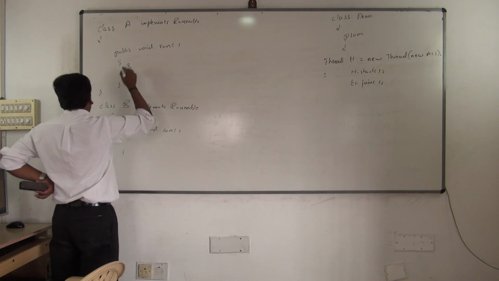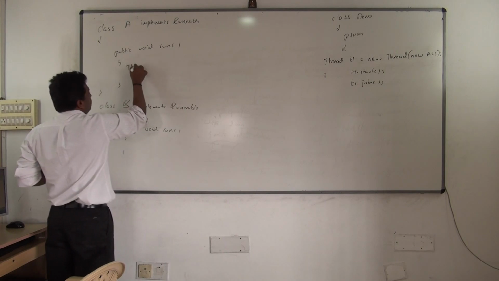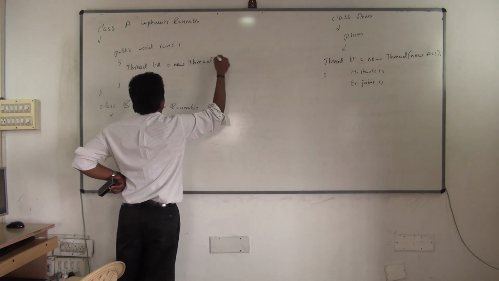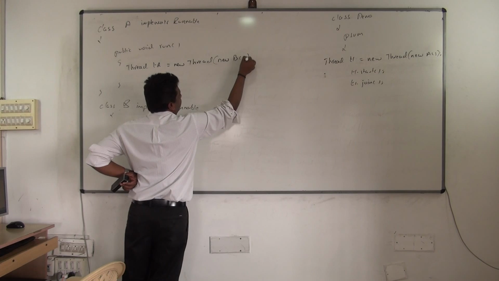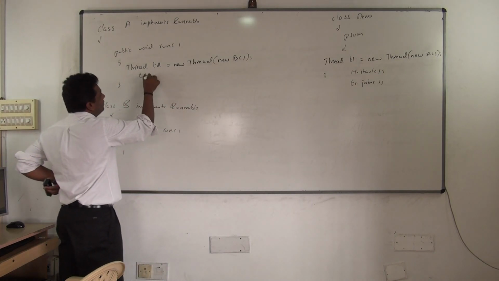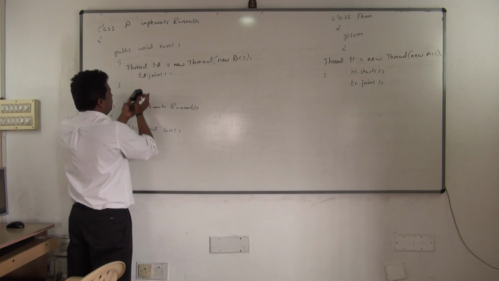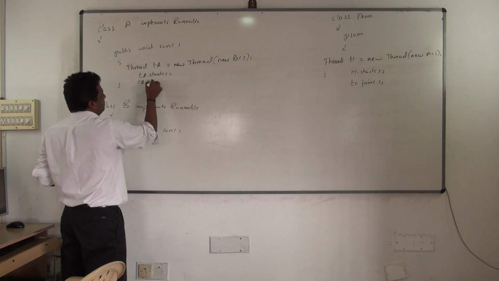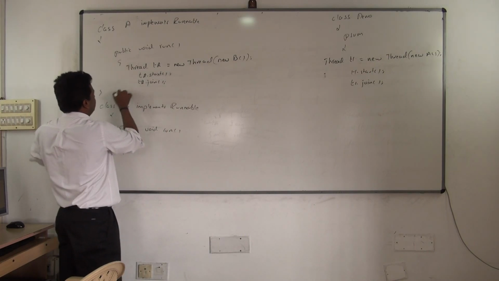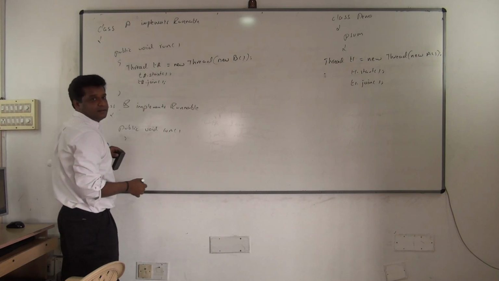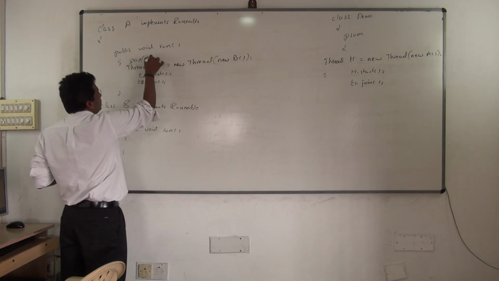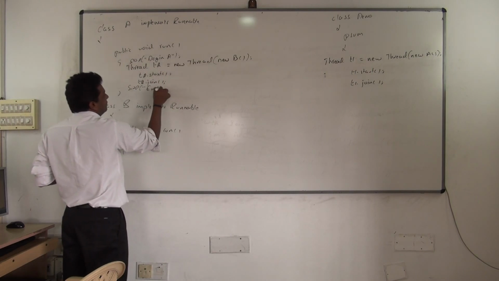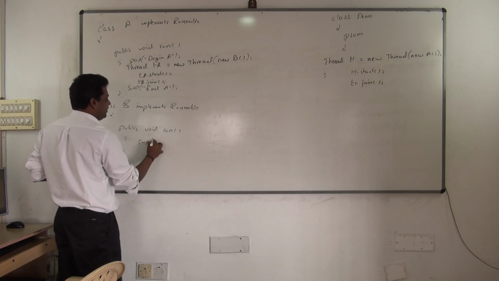Thread t2 is equal to new Thread of what? New B. If you want to give a name, that's your wish. t2.start, and then what? t2.join. If you want to put SOPs, inside A, put begin A, end A. Here also begin B, end B.